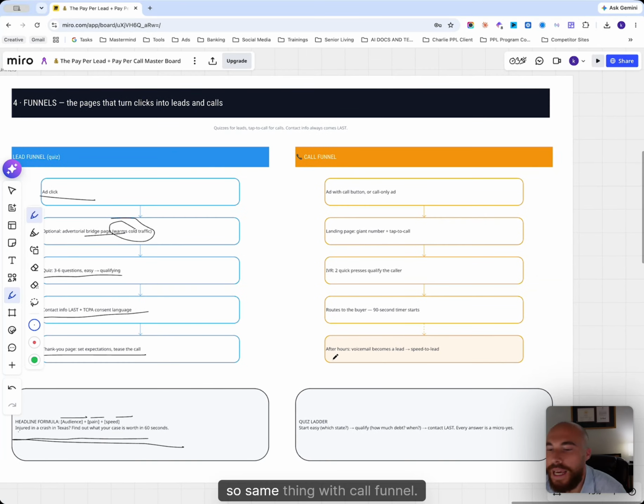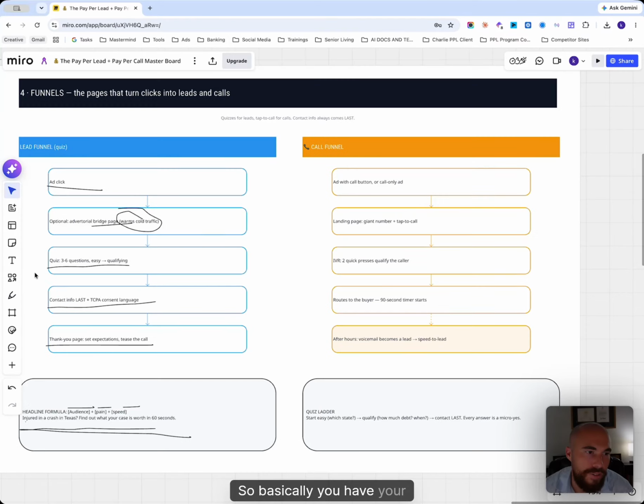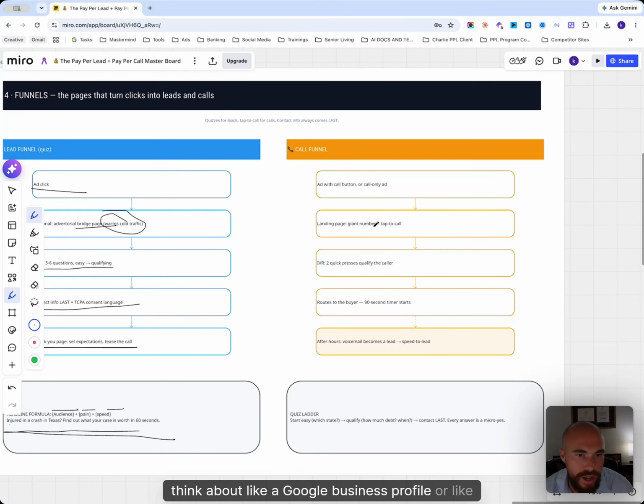Same thing with the call funnel, so let's go over it. Basically, you have your ad with a call button. It's a call-only style ad, like a Google business profile or a Google ad. Then the landing page has a giant number on it, a fat click-to-call number, so they can't really click anywhere but call.